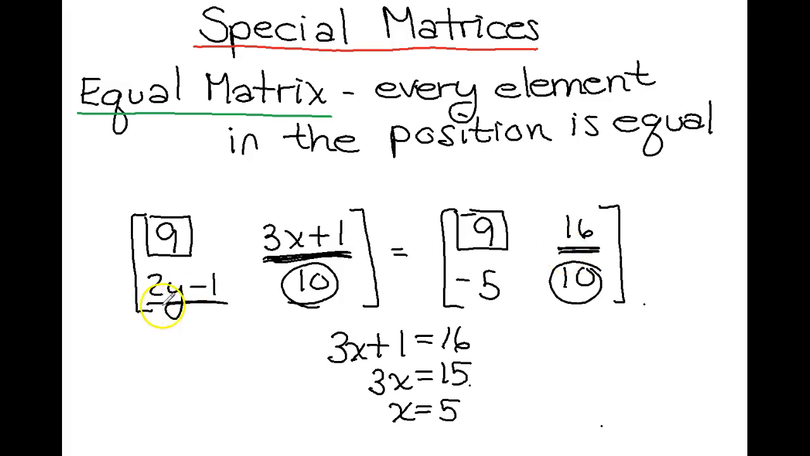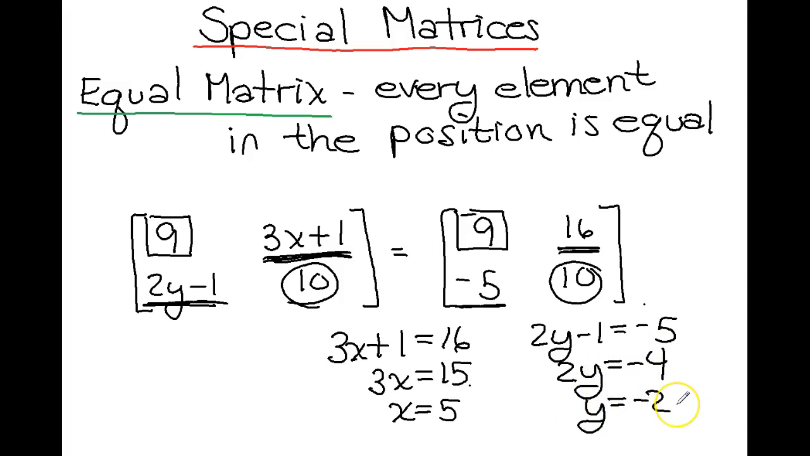Now we're going to do the same thing to find out what value of y we would need in order to make these two matrices equal. We set up an equation, add 1 to both sides, and then divide by 2, and we get y. It has to be -2 in order for these two matrices to be equal. So that's a concept I wanted to discuss before heading out and taking a look at matrix equations.